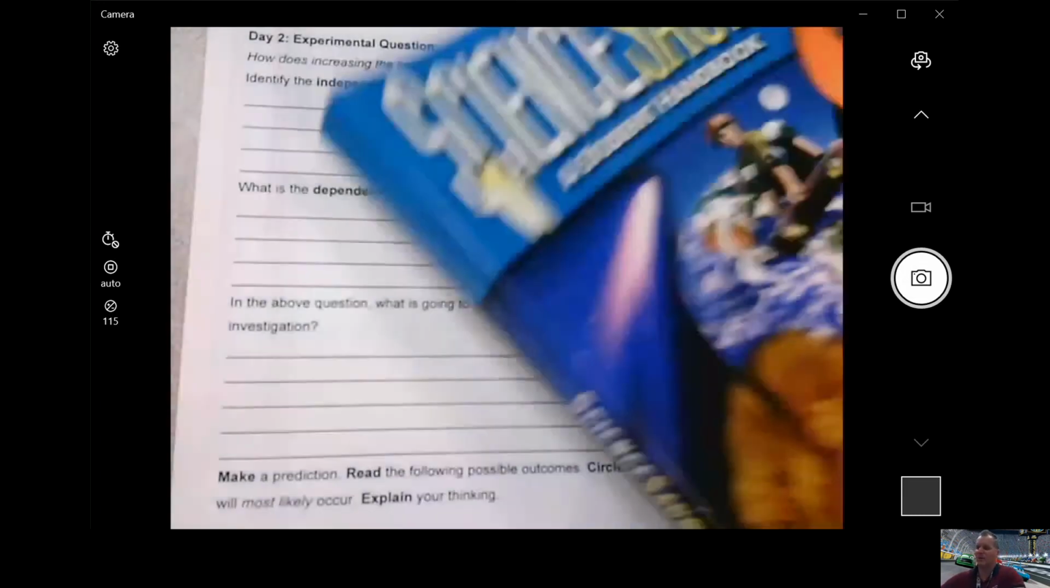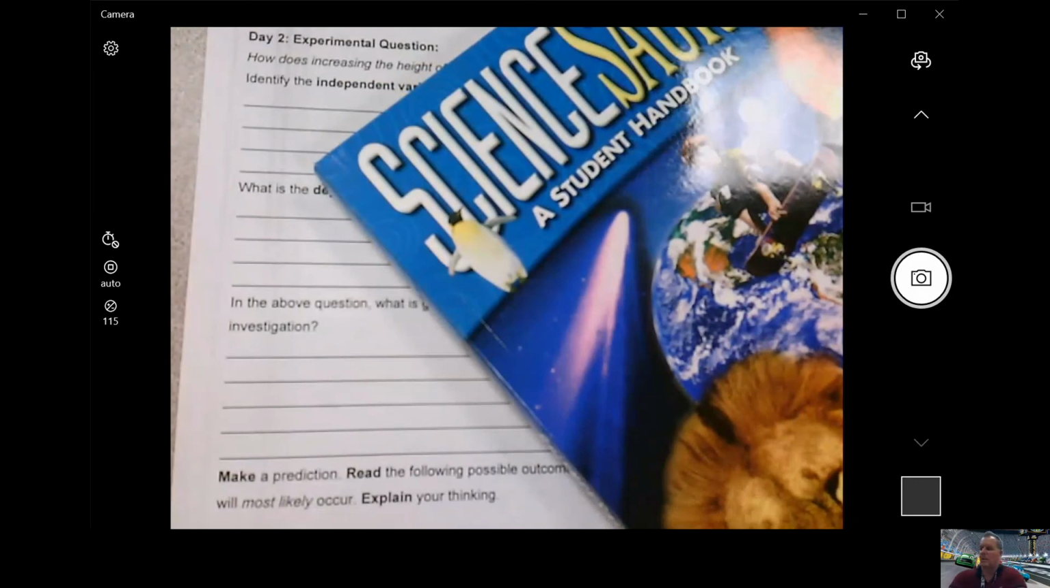Like I said before, I would use the same books for each group. So if I would use all Science Source, I know each Science Source is about 1.5 centimeters tall. So that would help out greatly.